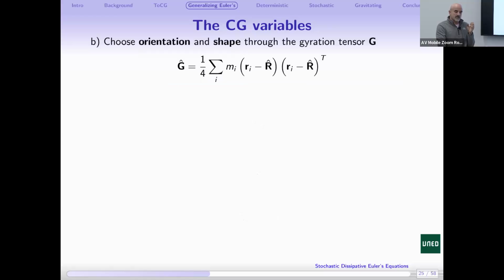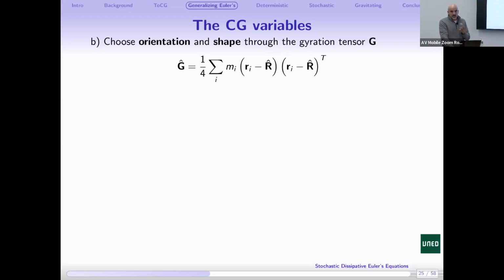And the second set of variables that we use is the orientation and shape of the body. And this is going to be represented with a gyration tensor. The gyration tensor is linearly related to the inertia tensor, but it's more convenient to work with because the resulting expressions are nicer. A gyration tensor is usually used in polymer physics to describe the shape of polymer coils and things like that. It also describes how mass is distributed around the center of mass.